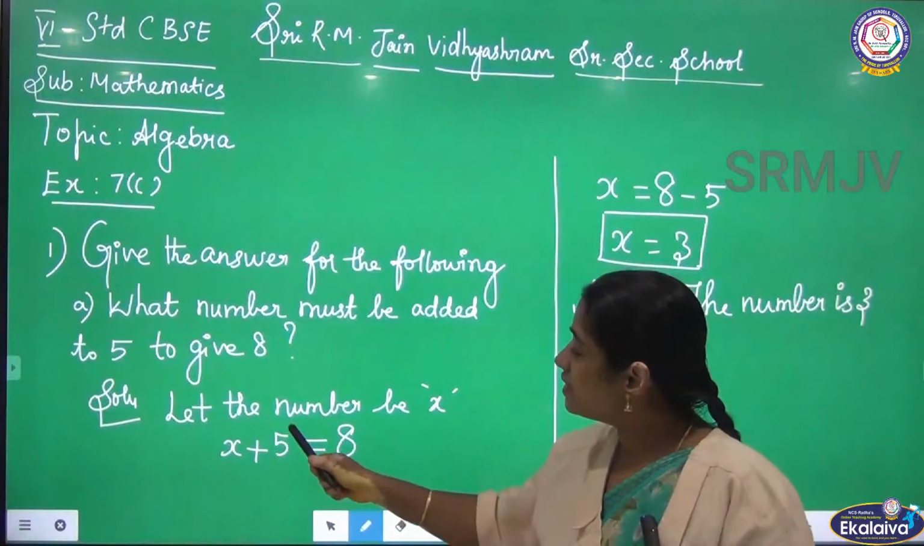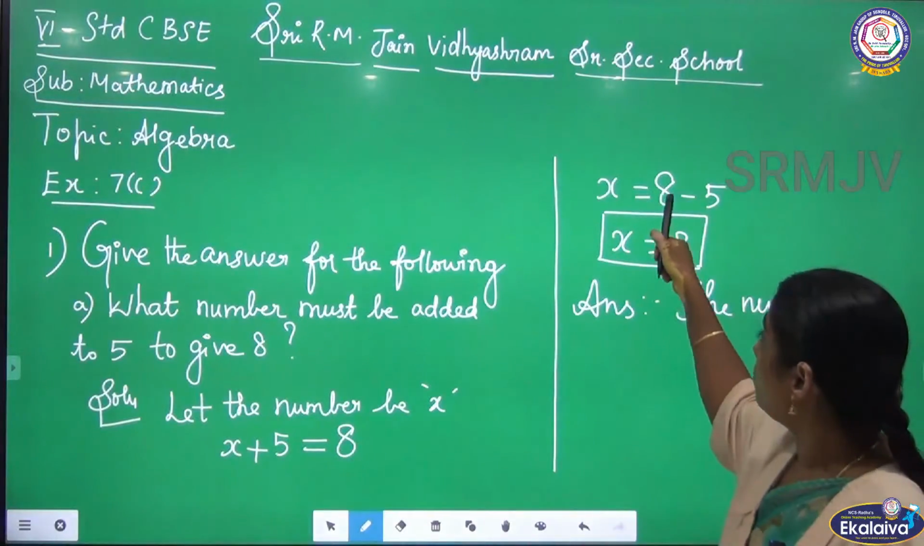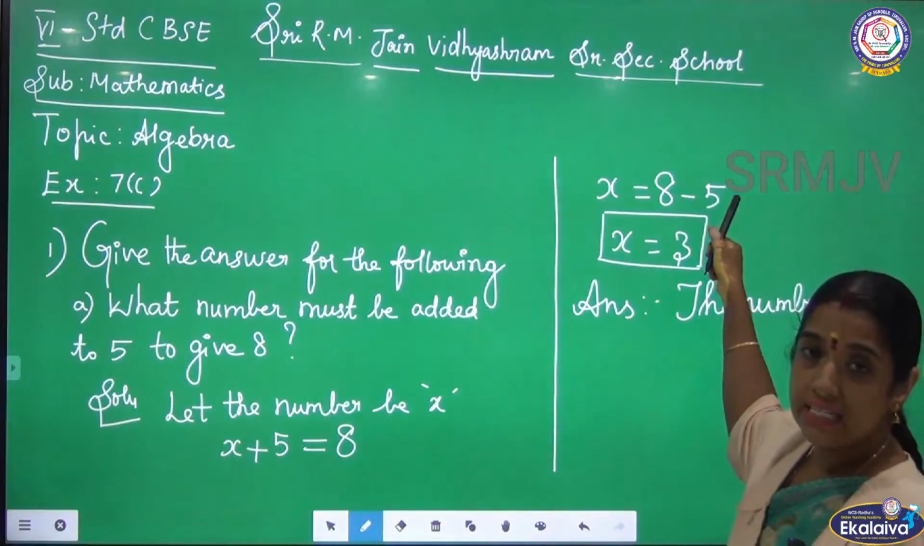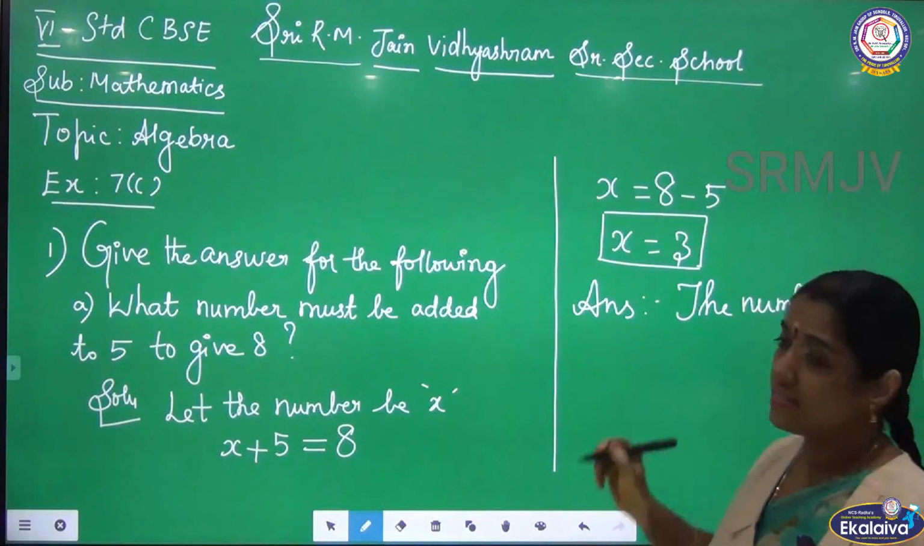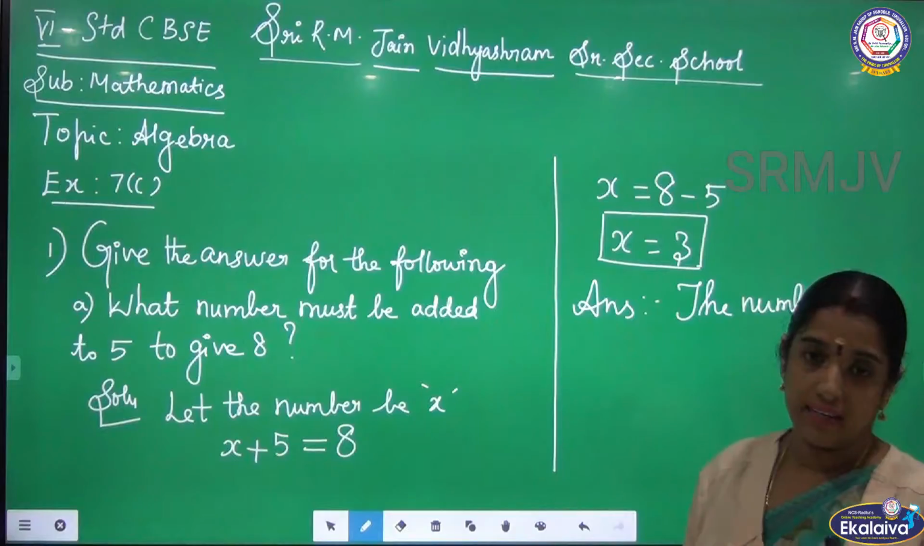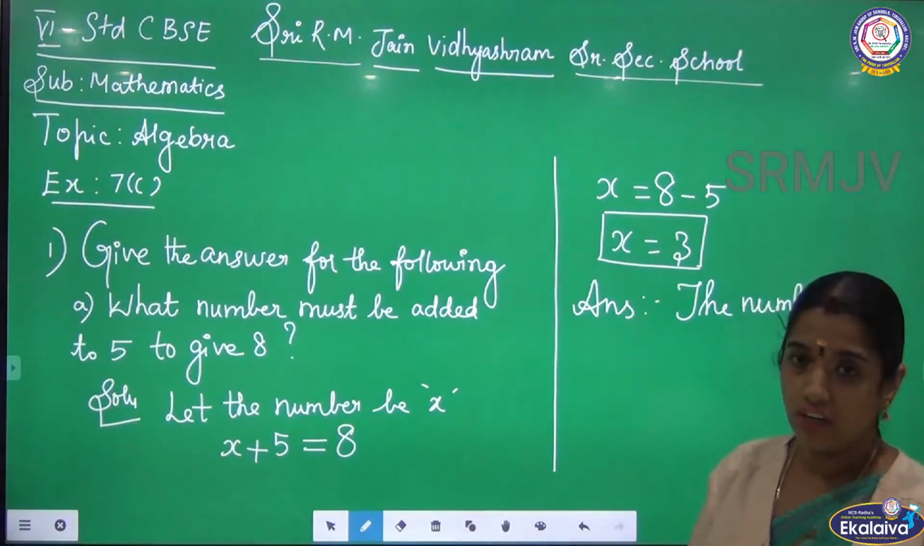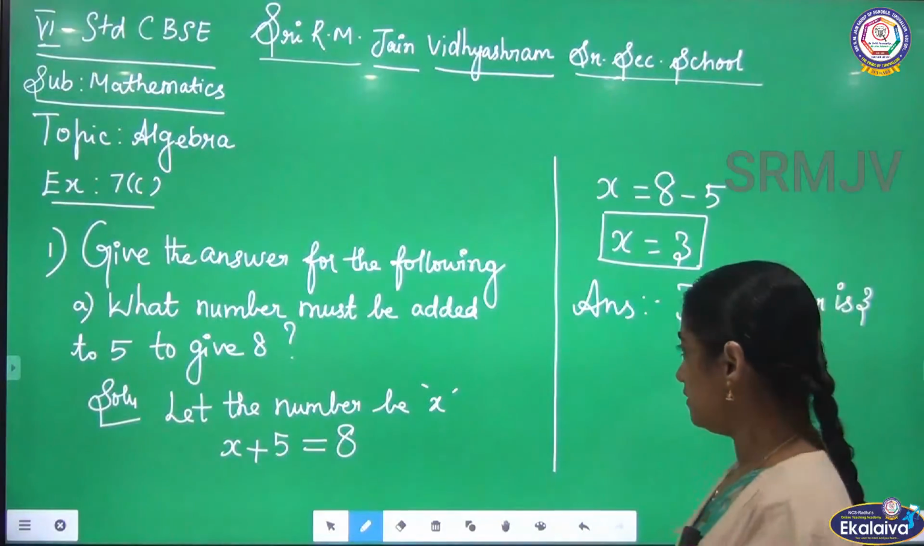So what I am doing, this plus 5 I am sending to the other side of the equation. So for that it becomes minus 5. So 8 minus 5, the answer is 3. Finally I have written that answer. Can you clear this, children?